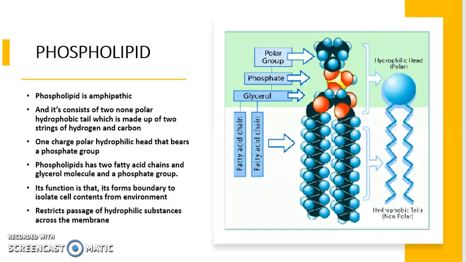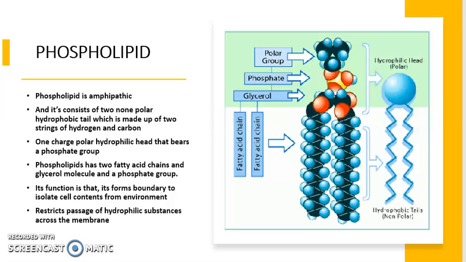To begin with the first component, we have the phospholipid. The phospholipid is amphipathic and it consists of two nonpolar hydrophobic tails, which is made up of two strings of hydrogen and carbon, and one charged polar hydrophilic head that bears a phosphate group.